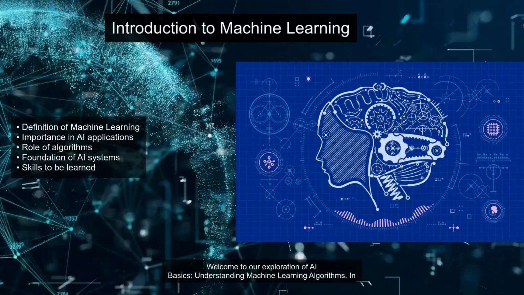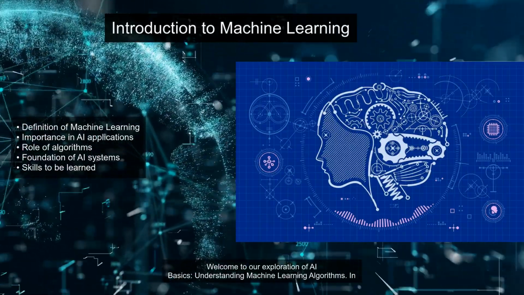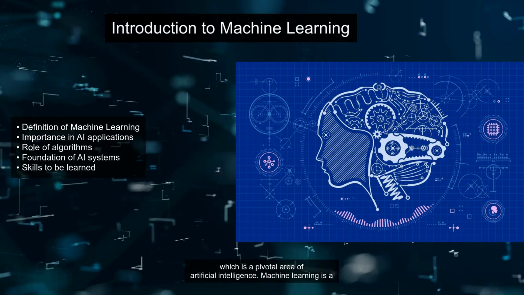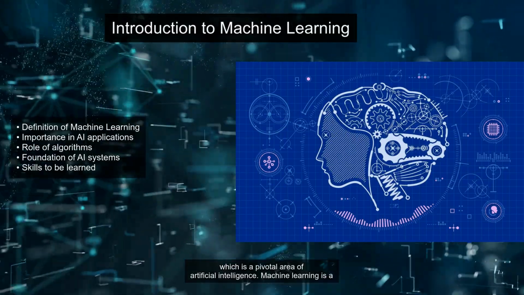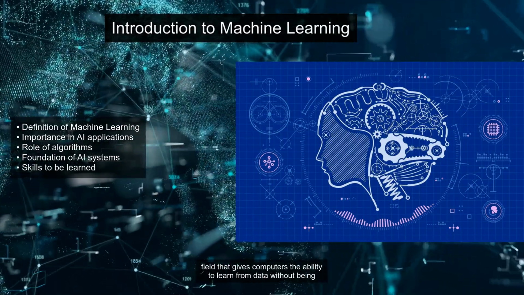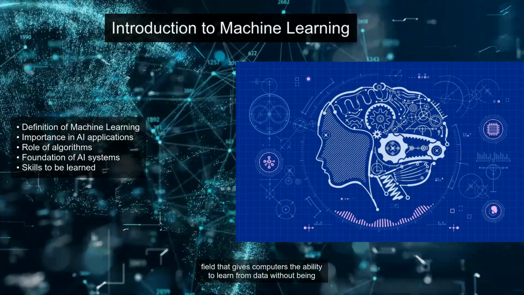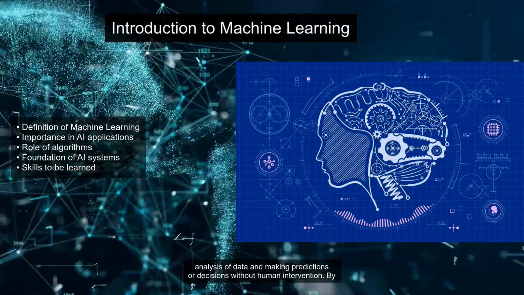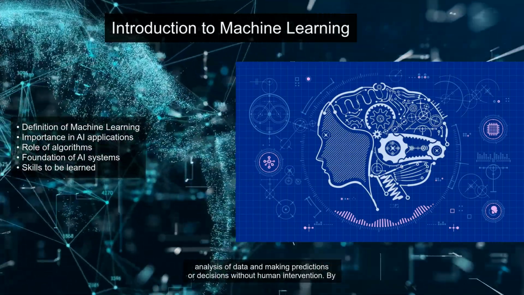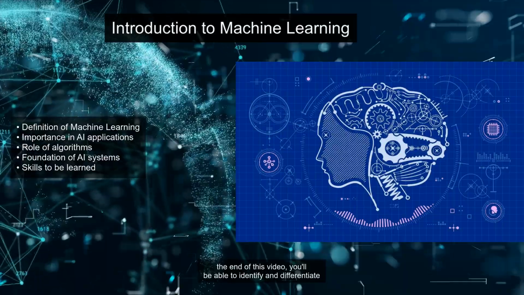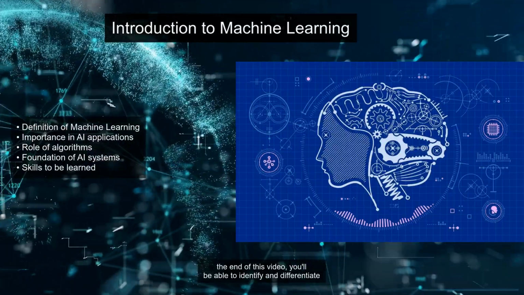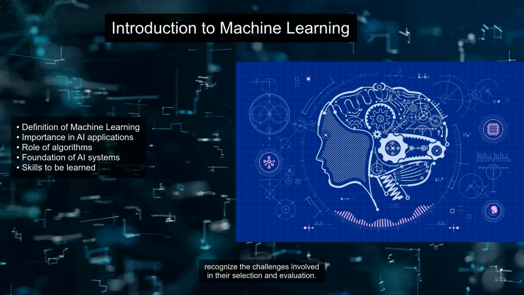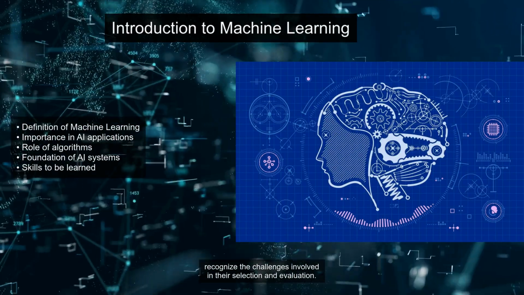Welcome to our exploration of AI basics, understanding machine learning algorithms. In this video, we'll guide you through the essential concepts of machine learning, which is a pivotal area of artificial intelligence. Machine learning is a field that gives computers the ability to learn from data without being explicitly programmed. Algorithms form the backbone of this field by enabling the analysis of data and making predictions or decisions without human intervention. By the end of this video, you'll be able to identify and differentiate between key algorithms used in machine learning, understand their real-world applications, and recognize the challenges involved in their selection and evaluation.